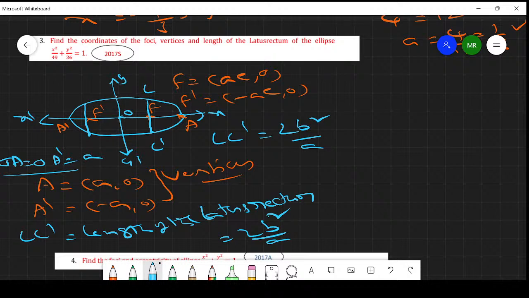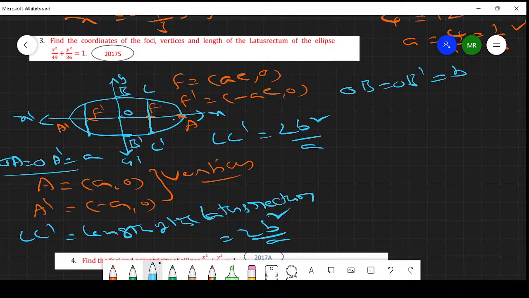Here I will consider this as b, let it be b. This is b dash. This length is again b. Always remember in this ellipse they will consider this: OB equals OB dash equals b. That is the length they will consider.